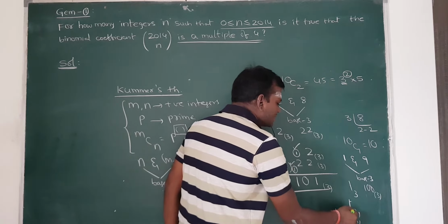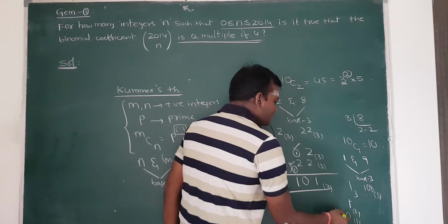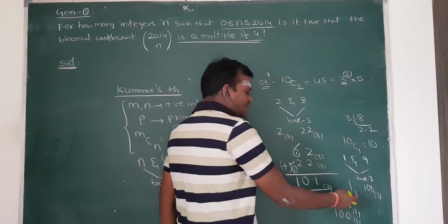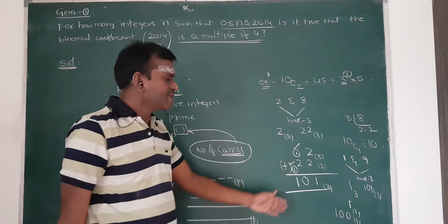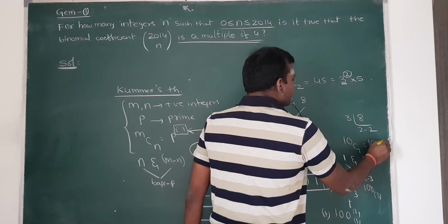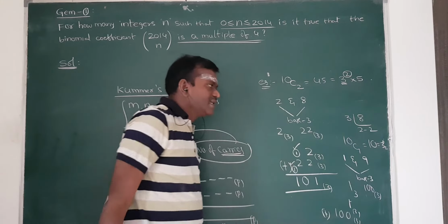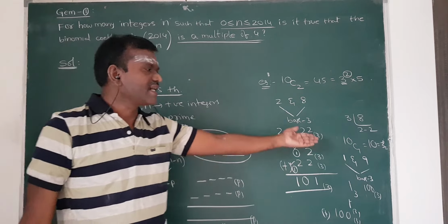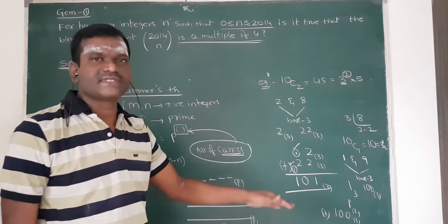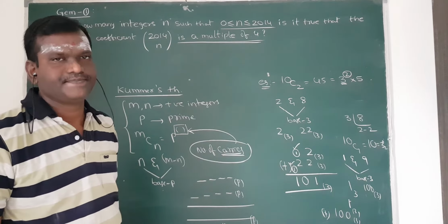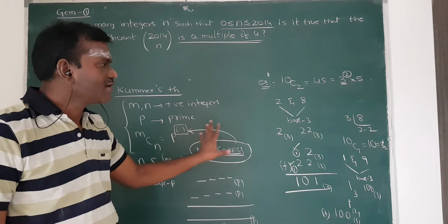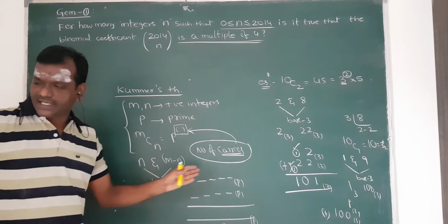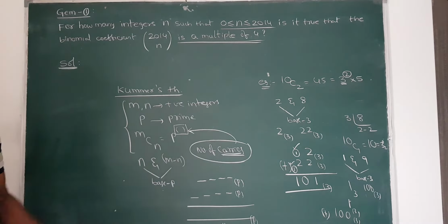In the units place, 1 plus 0 is 1, then 0 plus 0, then 100 plus 1. There is no carrying possible during the whole process of addition. So that's why it has 3 power 0 into something. That means 3 is not a factor of 10C1. 3 power 0 means it is independent of 3. So this is Kummer's theorem. A statement and two examples are given.